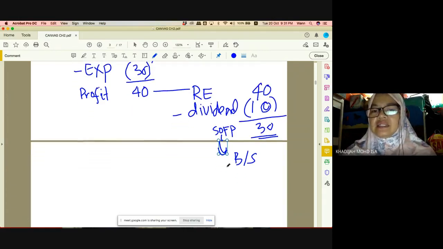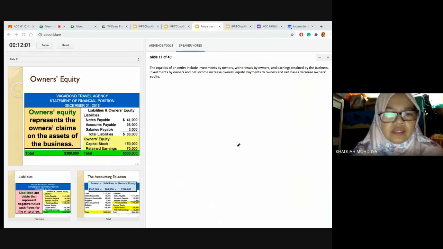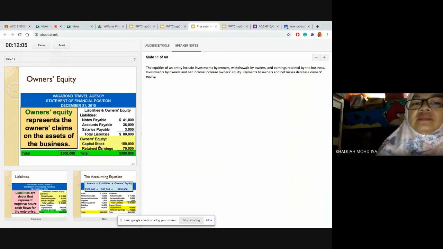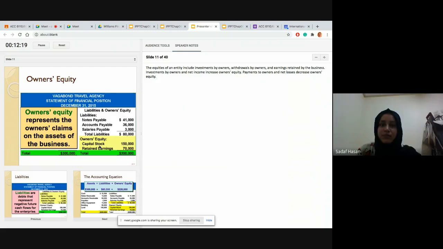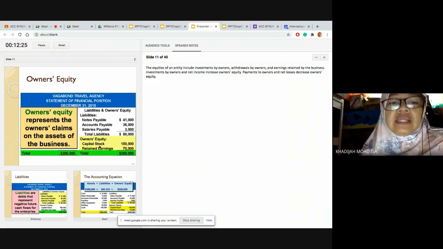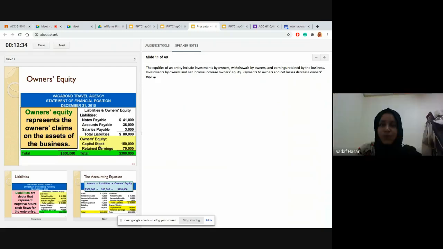And these retained earnings will be added together with your share capital. What do you call that? Capital stock is the term they use in the US. In Malaysia, what do we call it? Share capital. Because this book is a US textbook, that's why it uses capital stock. Even for inventory, they use stock. We call it inventory. So retained earnings is what is retained in the business. The more RE that you have, the more it will increase your owner's equity.